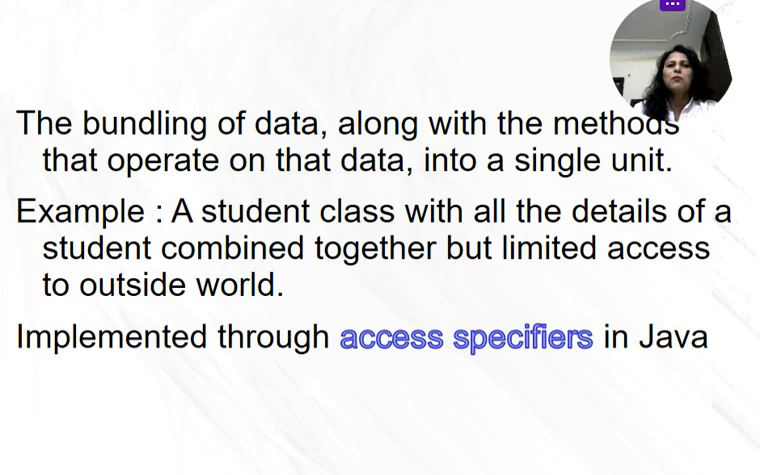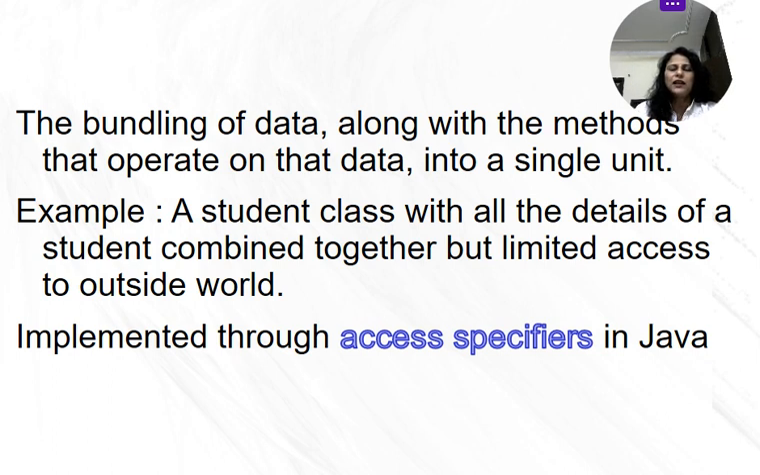Bundling of data along with the methods that operate on that data into a single unit. For example, a student class with all the details of a student combined together but with limited access to the outside world. This can be implemented in Java by using access specifiers. So this is an access specifier which you can specify while declaring a variable.